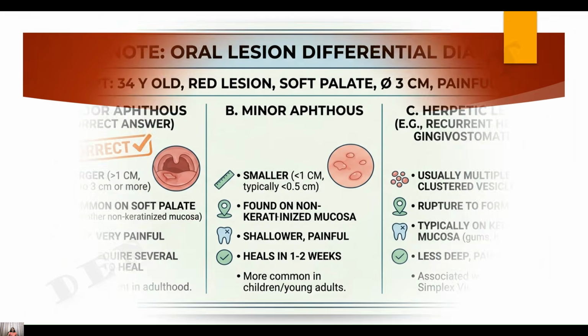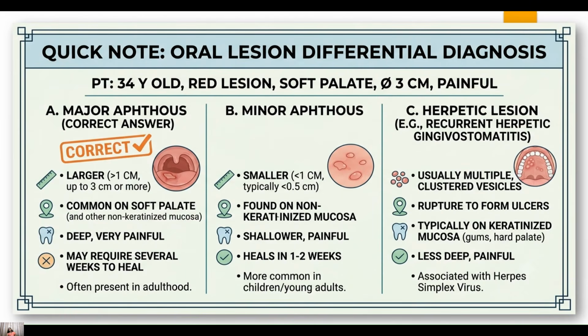So when evaluating aphthous ulcers, size and location are your biggest clues. Minor aphthous ulcers are small, that is under 1 cm, and superficial. In contrast, major aphthous ulcers are large, typically exceeding 1 cm in diameter, so a massive 3 cm painful lesion on non-keratinized tissue like the soft palate is a textbook match for major aphthous ulcers. If we look at herpetic lesions, they usually present as multiple tiny clustered vesicles on attached keratinized mucosa. So let's check out the next question.